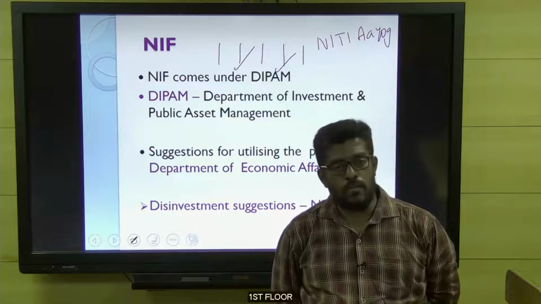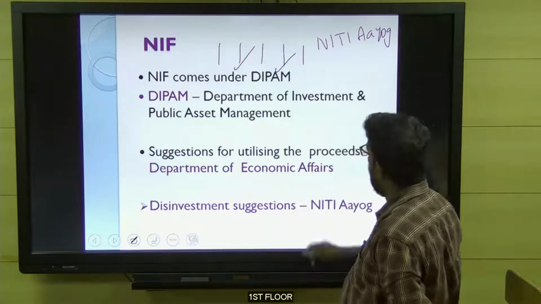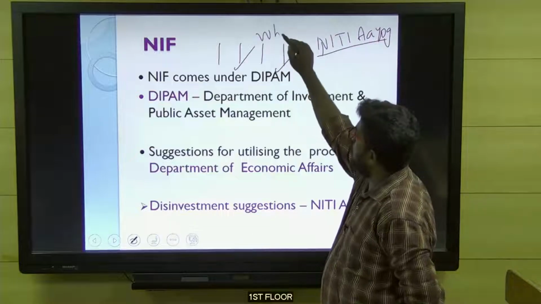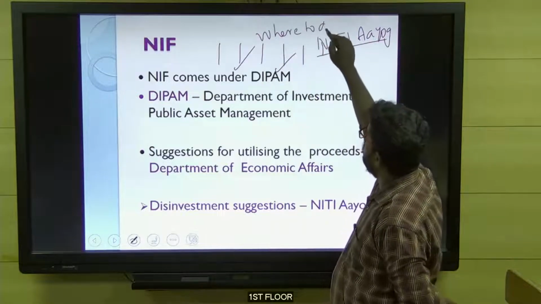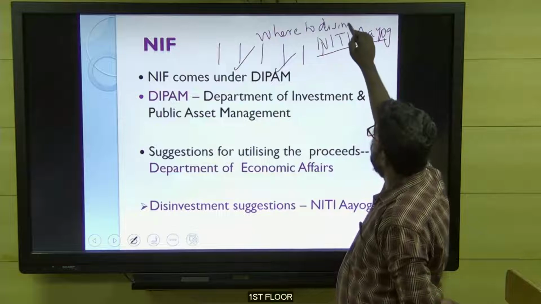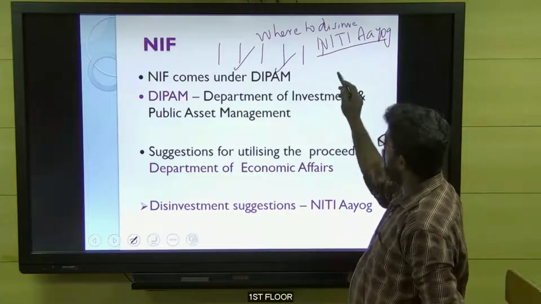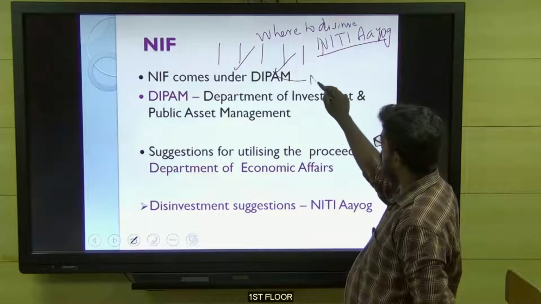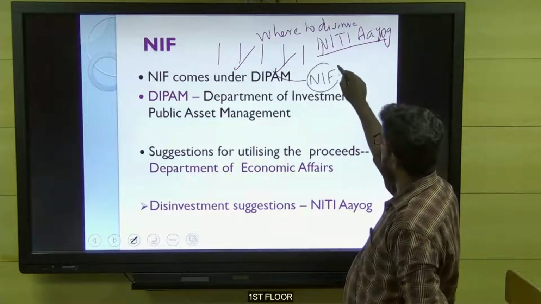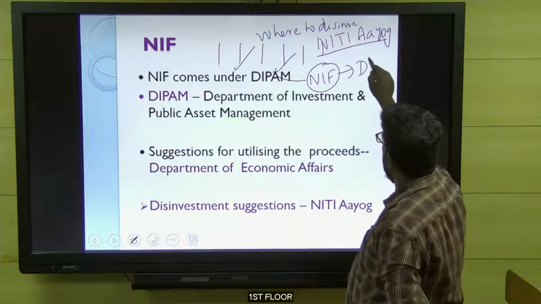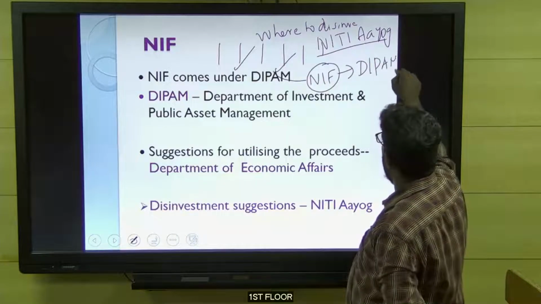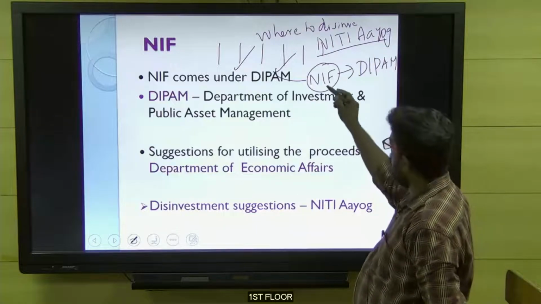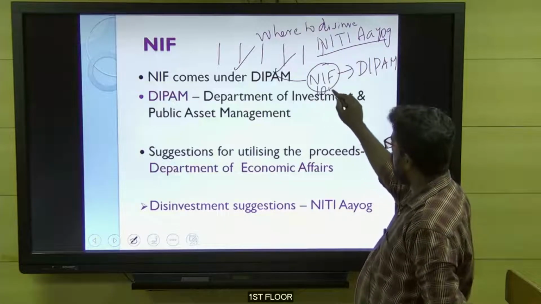Now, what is the role of the Department of Economic Affairs? Niti Aayog will tell the government where to do disinvestment. That is the role of Niti Aayog. Now, what will the government do? The government will disinvest, then the government will get the money. Then the money will come to NIF. Once the money comes into NIF, Deepam acts as the custodian. The money will be given to Deepam, and Deepam acts as the fund manager. Then Deepam has got some 1,000 rupees in this account.